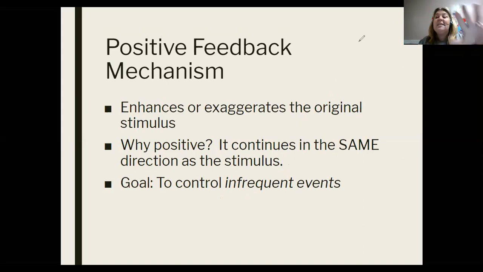Now, I do want you to notice these control infrequent events. You don't have a baby every day unless you're a Duggar. Okay, so it's infrequent events.